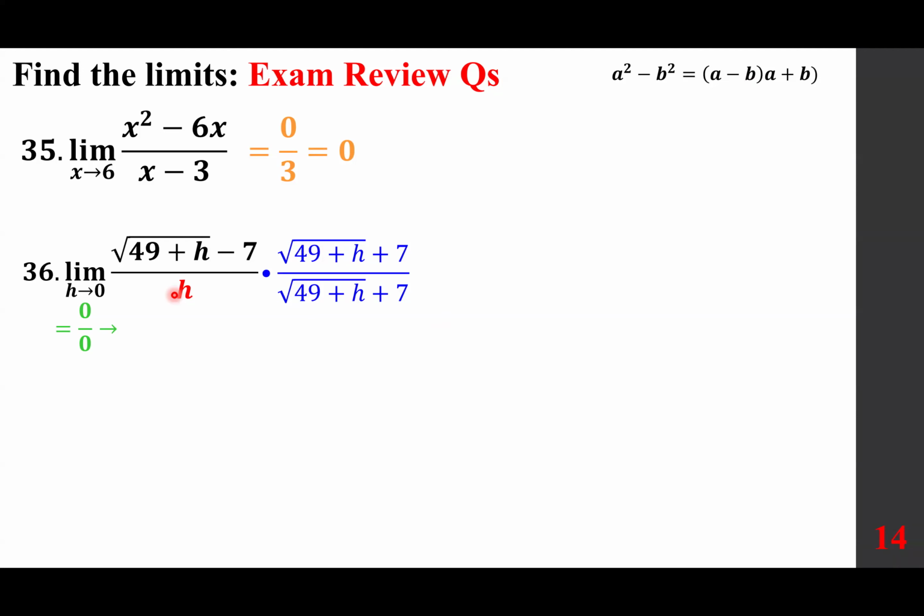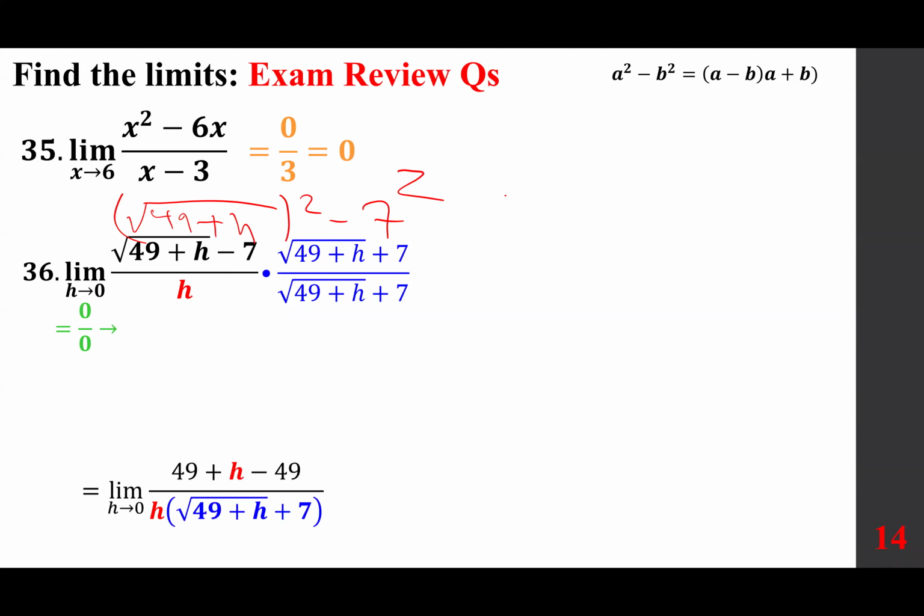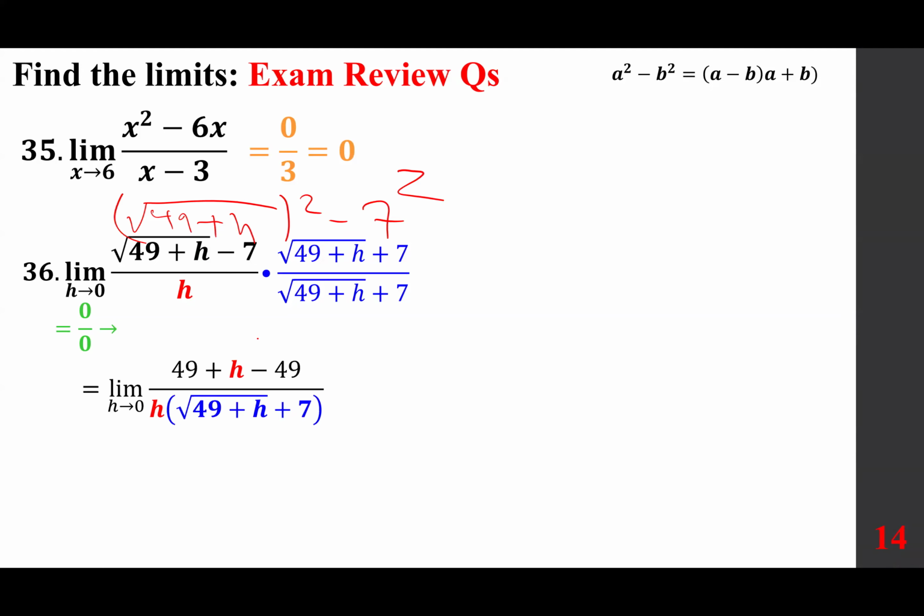So what do we do next? We keep this as a product. We don't distribute because the problem is the h that is approaching 0. But we multiply these two and we get square root of 49 plus h quantity squared minus 7 quantity squared. 49 plus h minus 49, 49 and minus 49 cancel each other. h and h cancel each other. And now if I plug in, I get square root of 49, which is 7, and 7 plus 7 is 14. So 1 over 14 is the final answer, everybody.